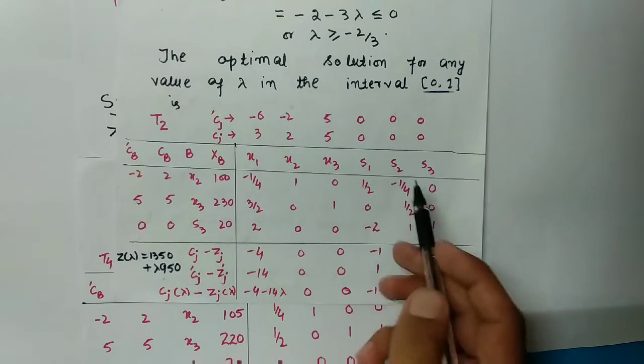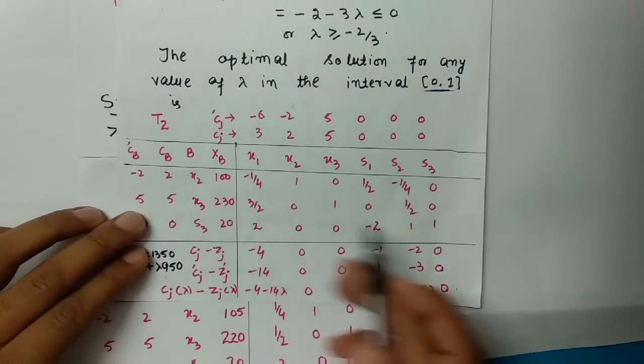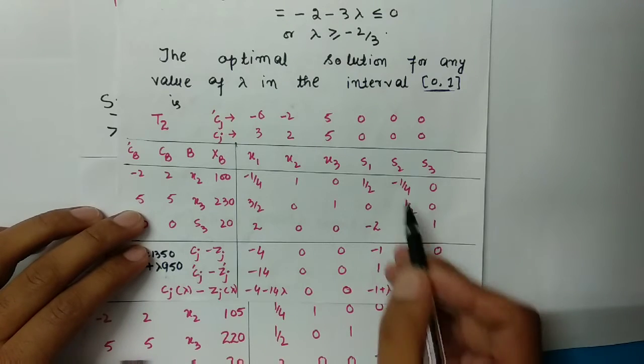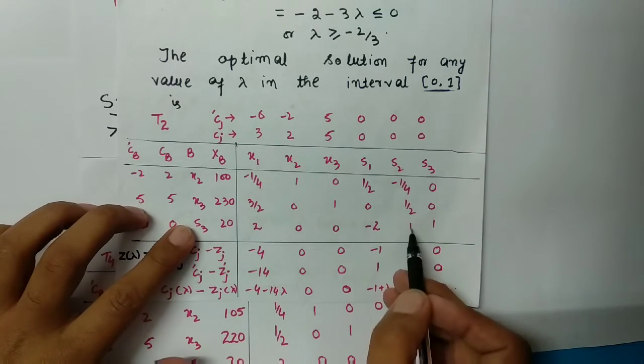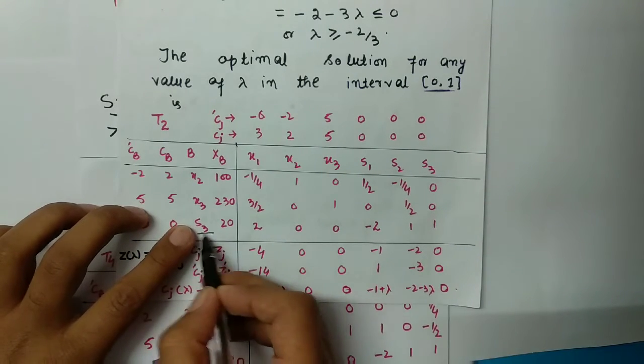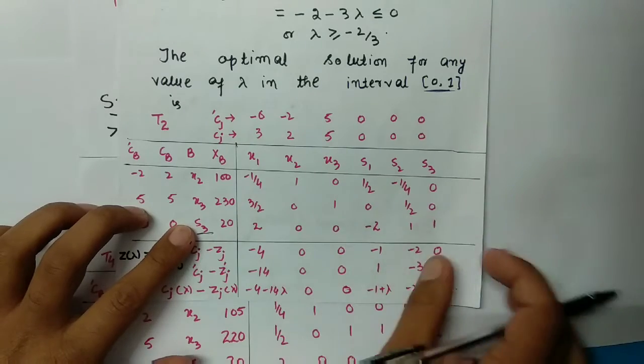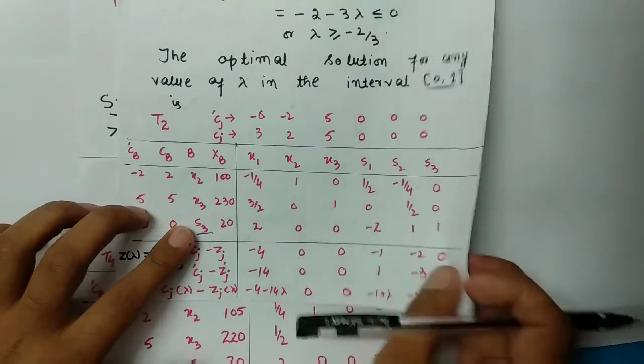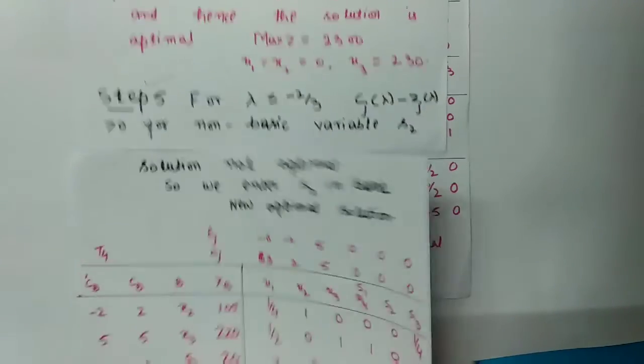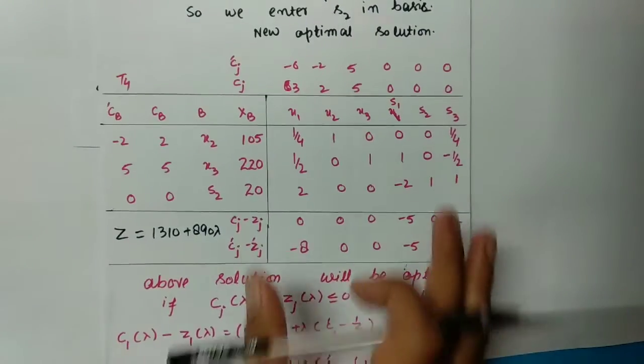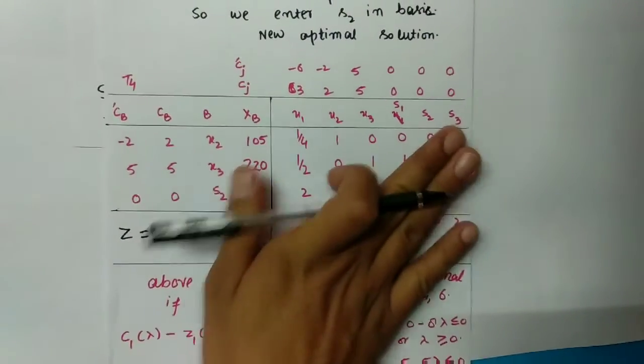Here S2 is going to be entered in place of, by using the minimum ratio criteria, the minimum ratio I will get corresponding to this, that is S3. That is, S2 will enter in place of S3, as in the simplex table. So I have discussed this table. This is the required table as I do in the simplex table.